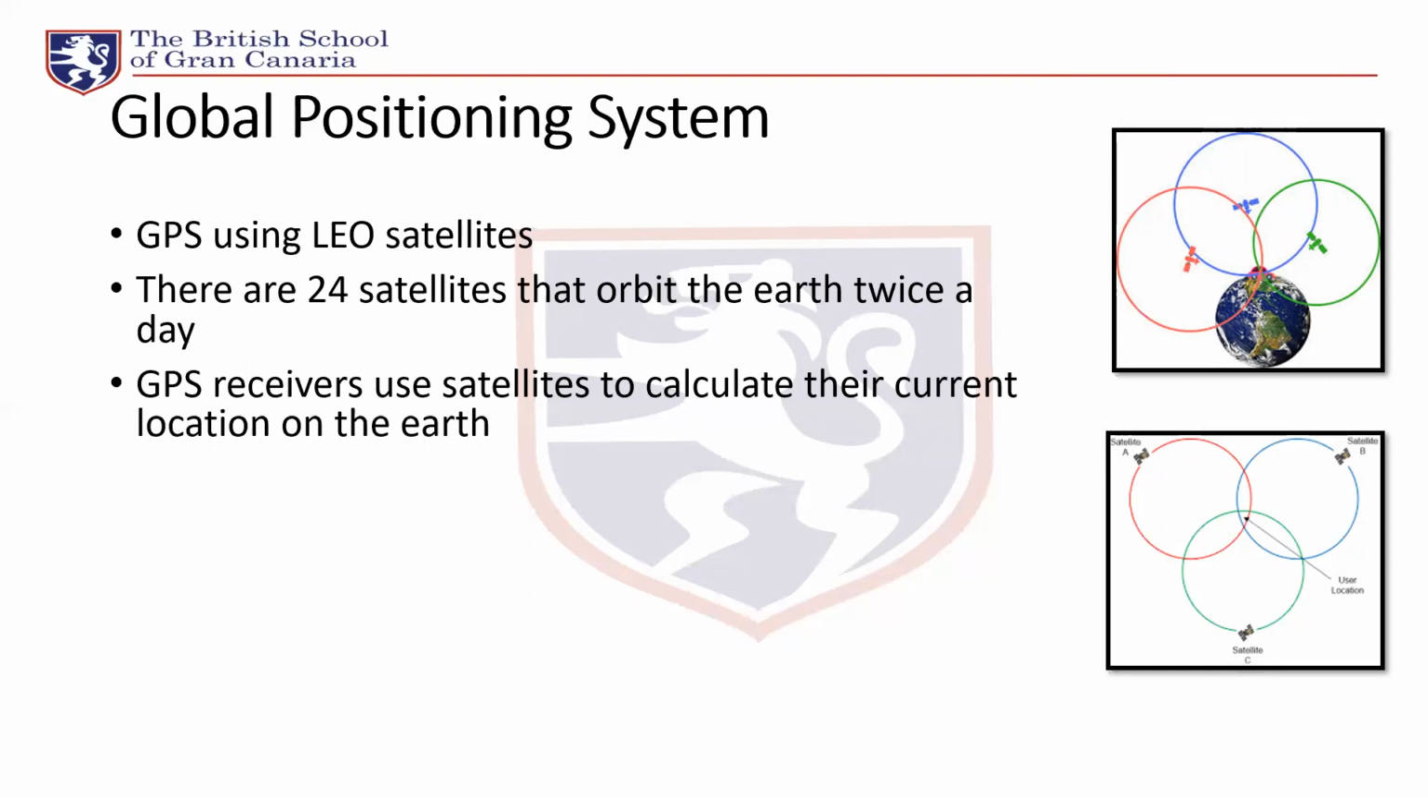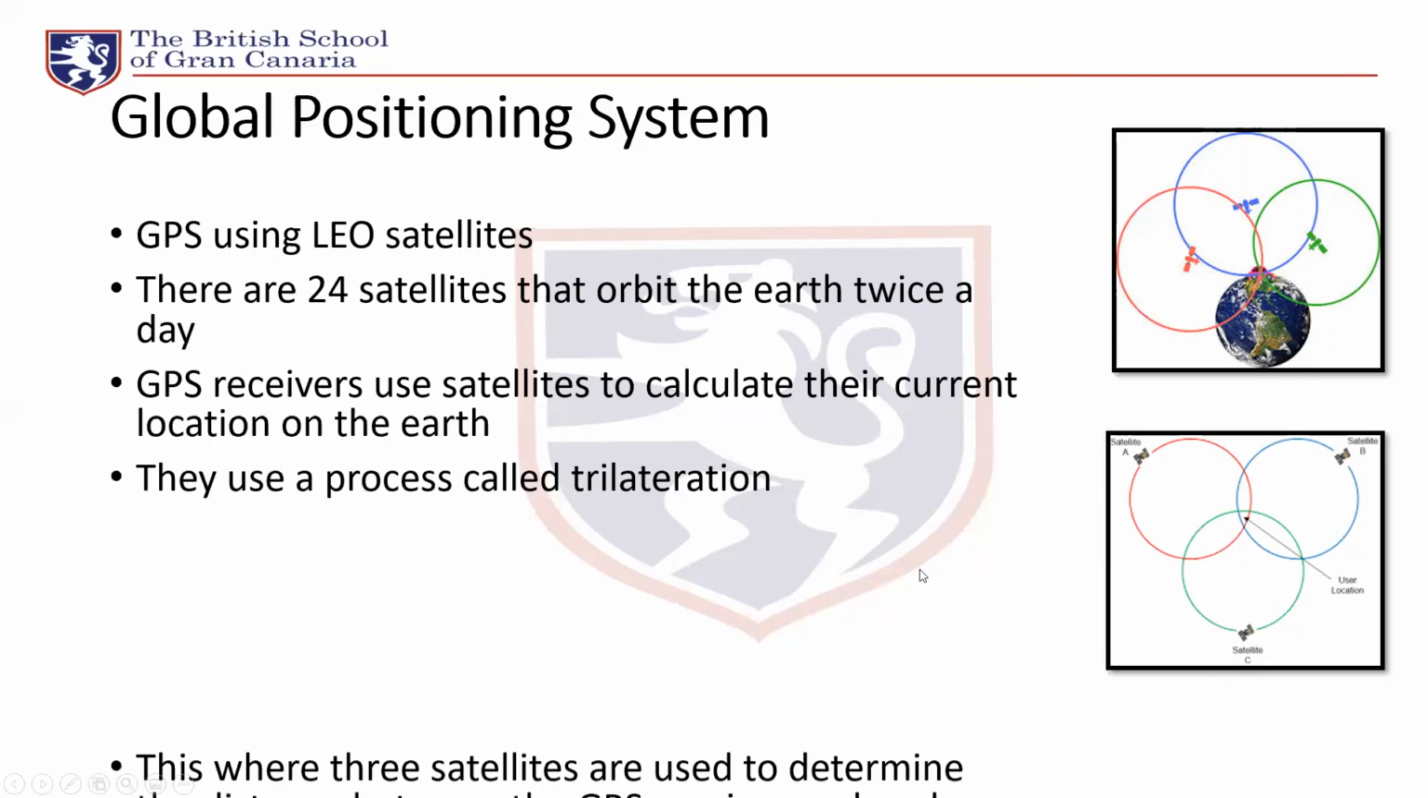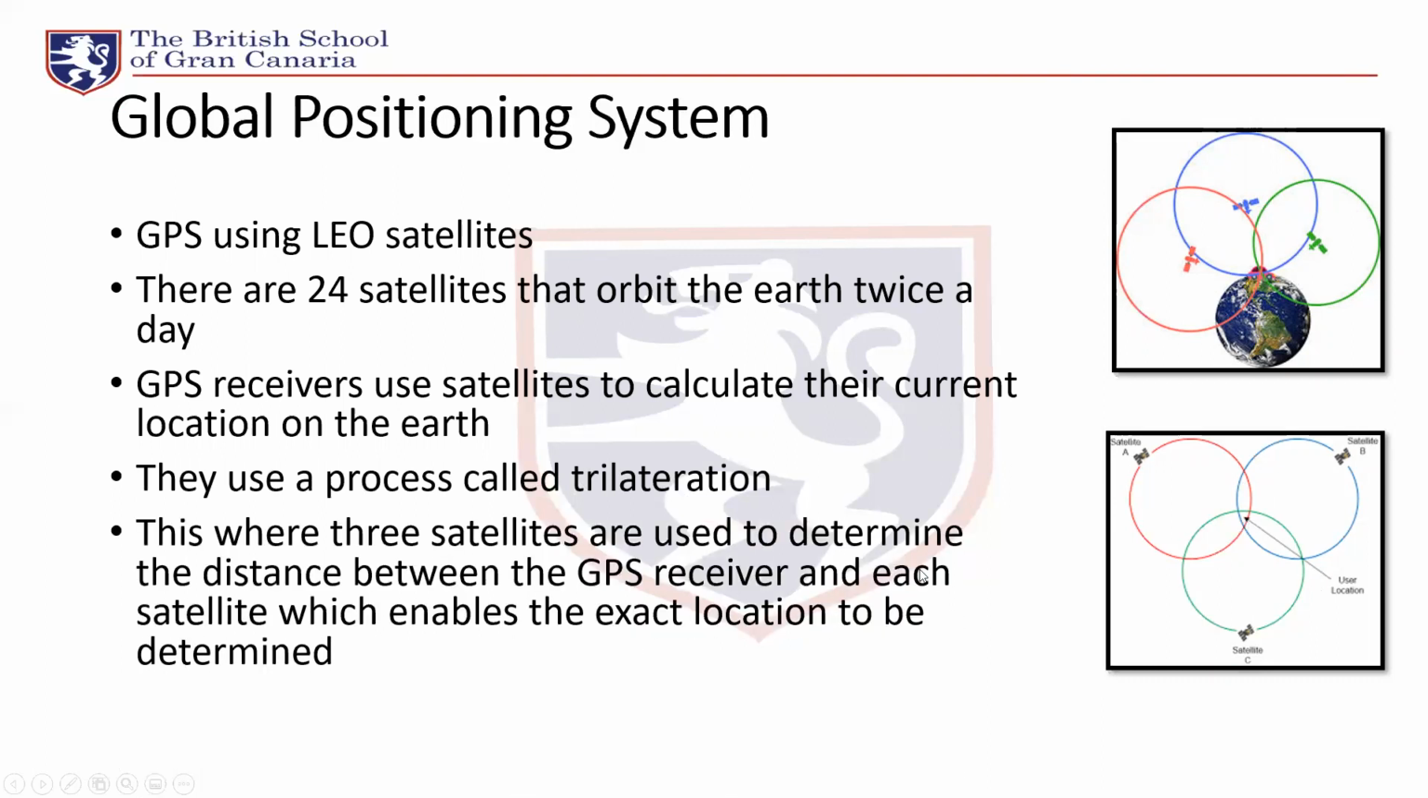So GPS receivers use satellites to calculate their current Earth location. So as you can see here, there's 3 different satellites, and they use the trilateration method, and then the user's location would be in the middle right here. So now, these 3 satellites are used to determine the distance between a GPS receiver and a satellite, and it enables the exact location. So using maths, they can determine your exact location.